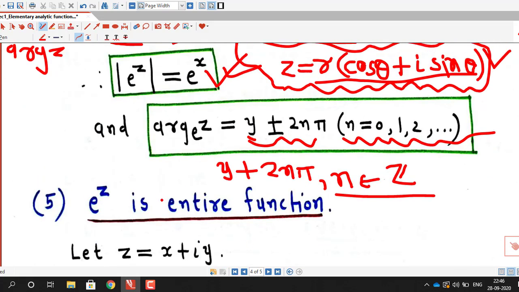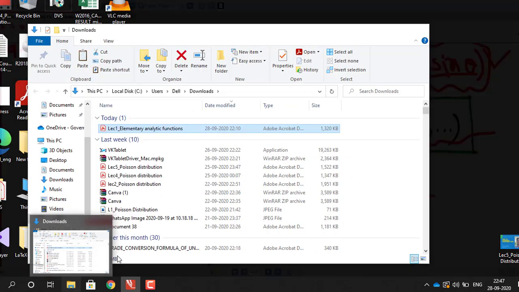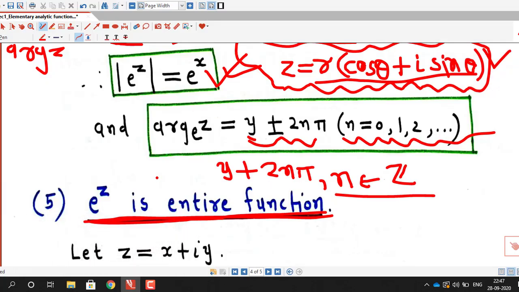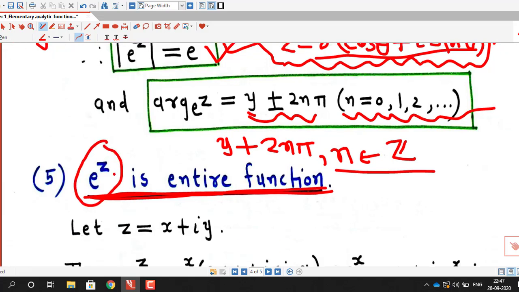Next property is, we have to show that e raised to z is an entire function, and as we know, an entire function is that function which is analytic at every point in the complex plane. And to show that a function is analytic, we have to first check its differentiability. And for differentiability, if you recall, we have used Cauchy-Riemann equations. So first we check at which points Cauchy-Riemann equations for the given function e raised to z are satisfied.